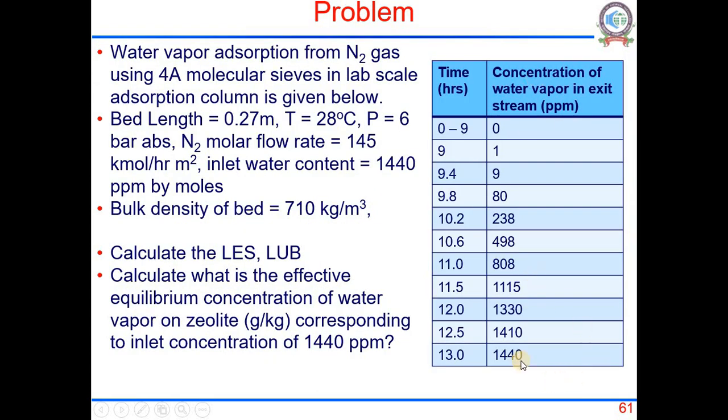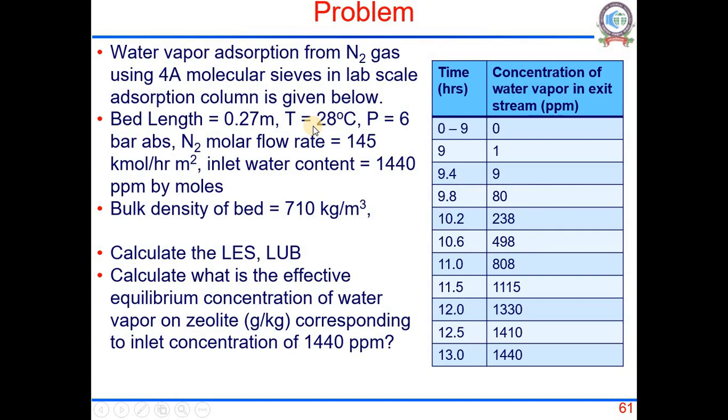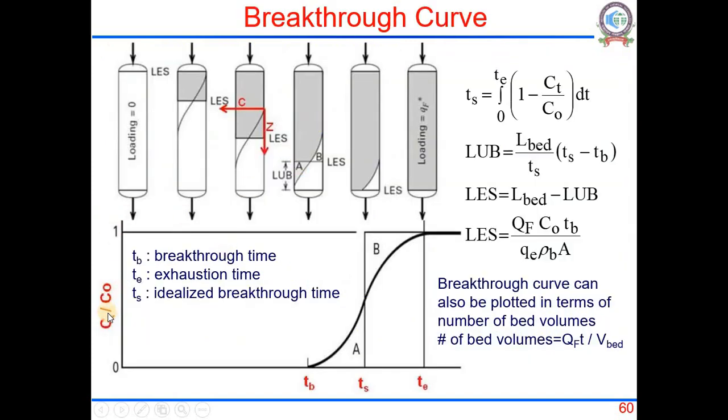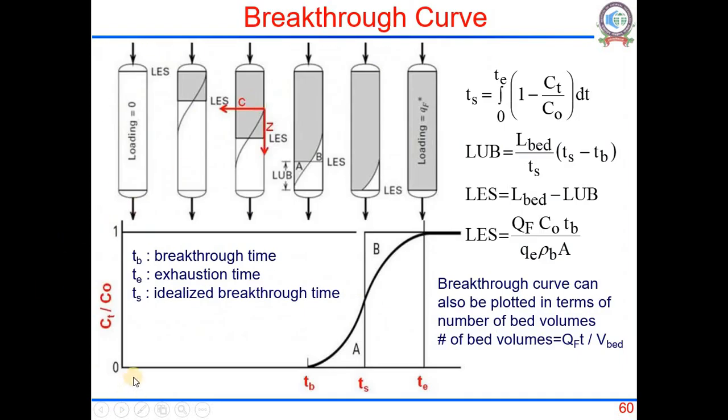Okay. Now to calculate TS, what we need to do is plot this graph of 1 minus CT by C0, in terms of the notation that we have been using. This is CT by C0, or the concentration of water vapor at the exit divided by the feed concentration. Now you can take this data. The integral from 0 to TE we can split into two integrals, 0 to TB and TB to TE.